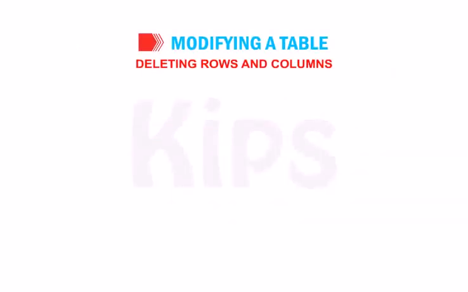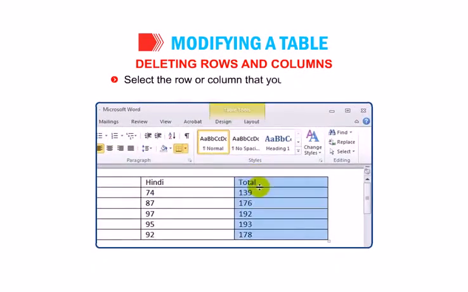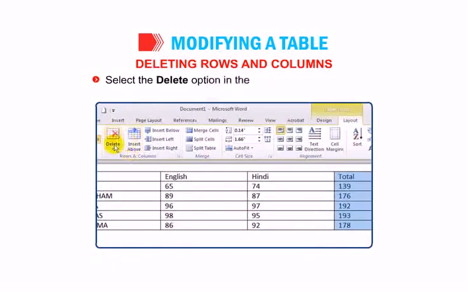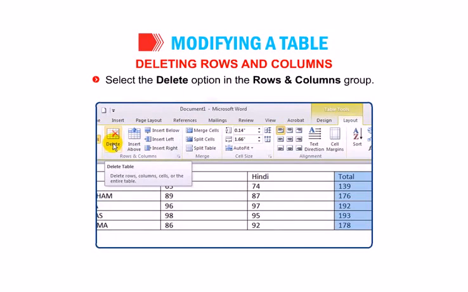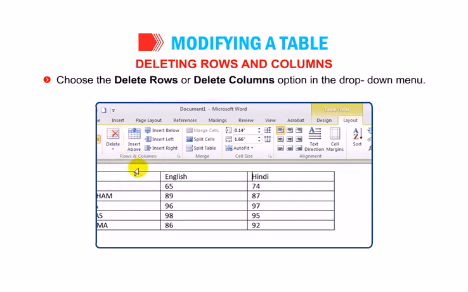Now let's talk about deleting rows and columns. Select the row or column that you want to delete. Click on the Layout tab under the Table Tools tab. Select the Delete option in the Rows and Columns group. A list of options appears. Choose the Delete Rows or Delete Columns option in the drop-down menu.